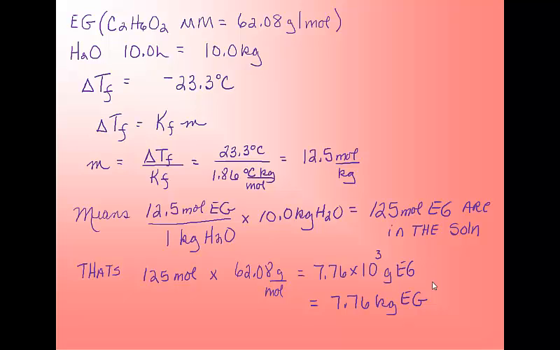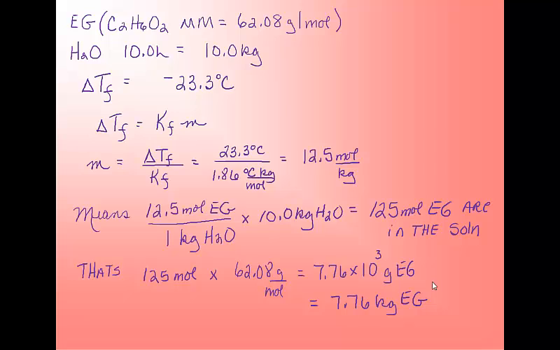So ethylene glycol in water, they give me the solvent water, they give me the mass of the solvent water. 10 liters is 10 kilograms because of the density of water. They give me the new freezing point for the solution so that your car's radiator doesn't freeze up. And it's a negative 23.3. So they have a solution that will freeze at negative 23.3 degrees Celsius.